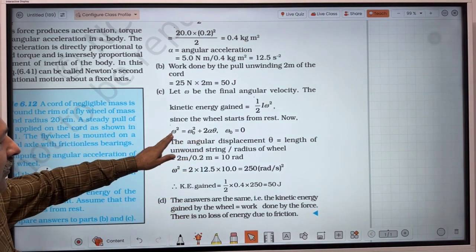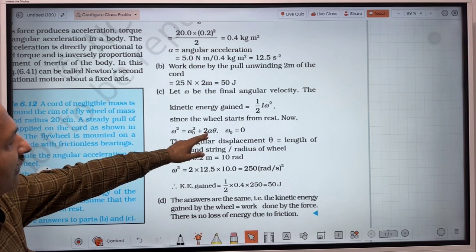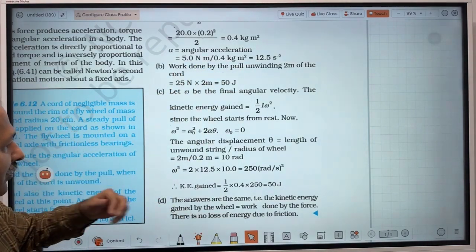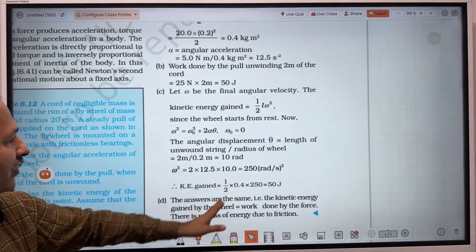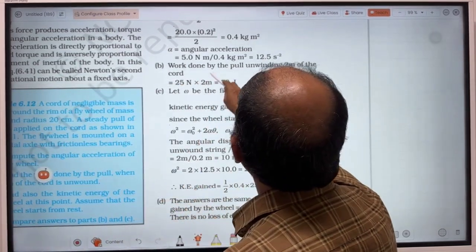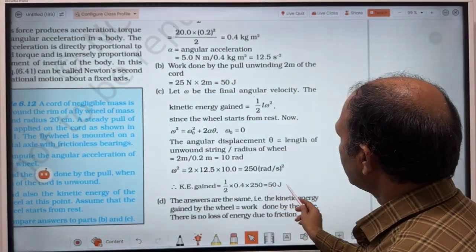So from this equation, omega square we can find, omega 0 we have taken as 0. 2 alpha we have already evaluated. So we put the values and we get omega square equal to this. Our kinetic energy will be 50 joule. Here the work done by the pull in winding 2 meter of cord is 50 joule. Here this is also 50 joule.